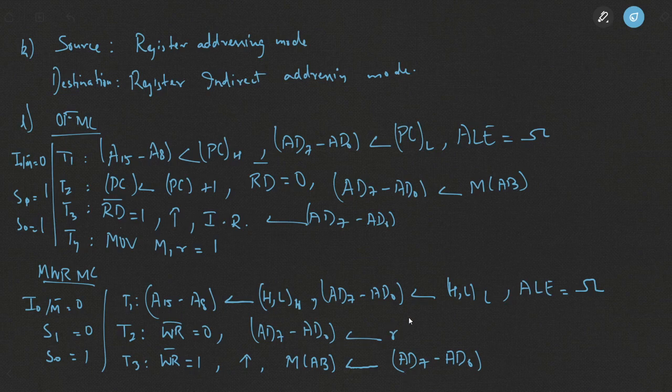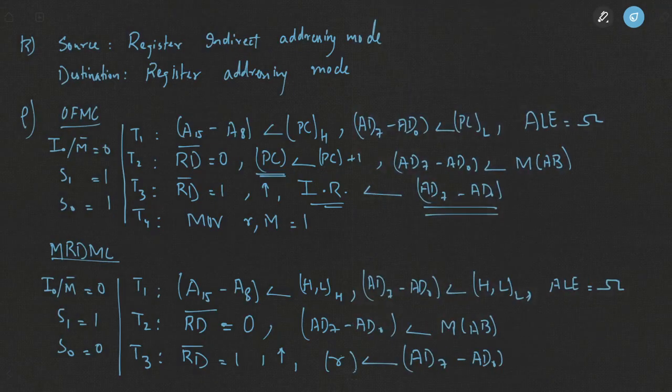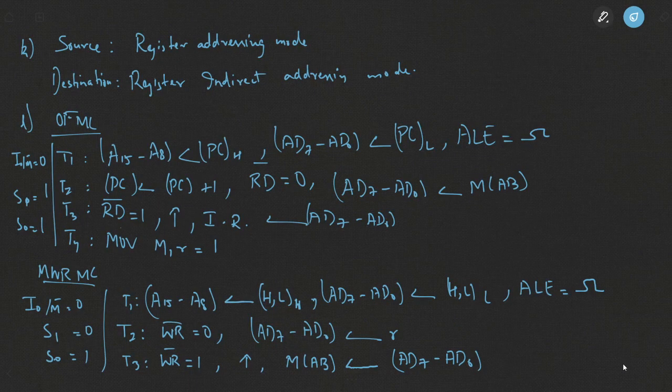Fine. So this T2 state here is important. See its difference from the opcode fetch machine cycle. In the opcode fetch machine cycle and the memory read machine cycle, in both cases, what was being read in the T2 state? The contents of the memory location. But in this case, memory write machine cycle, the contents are not in the memory, but in the register, so we need to move the contents of the register onto the data bus. So register contents are actually moved to the data bus AD7 to AD0.